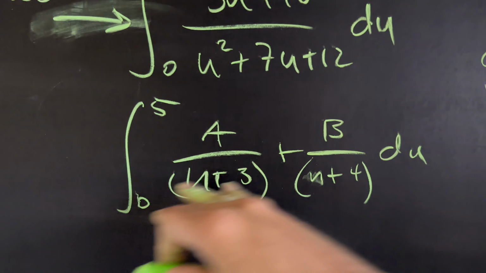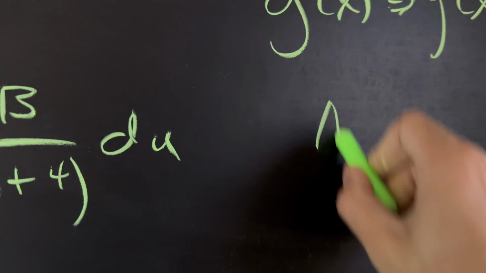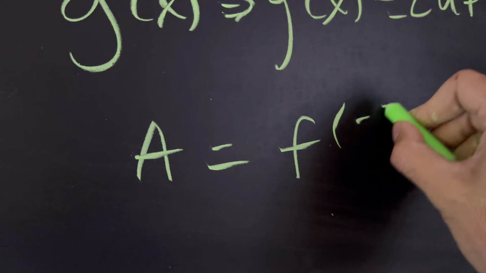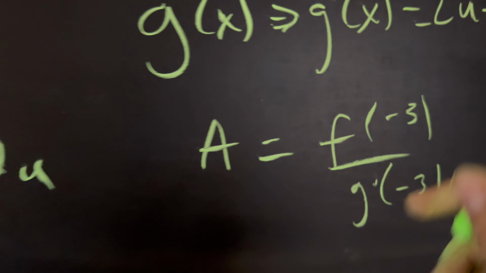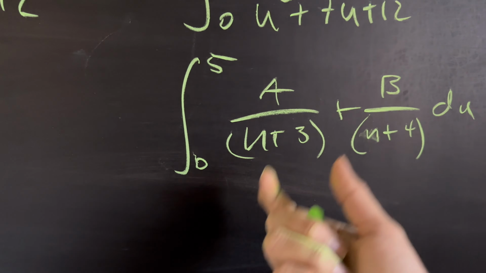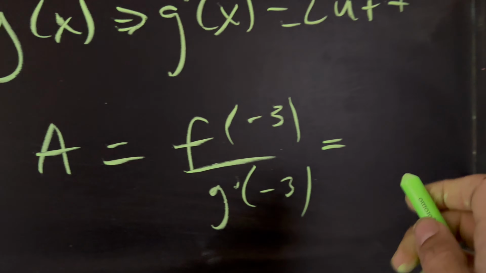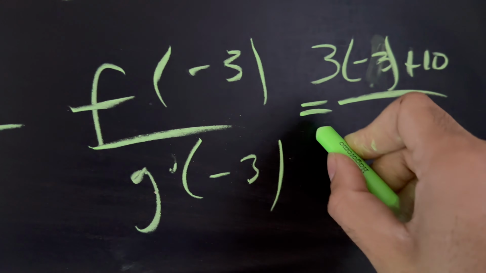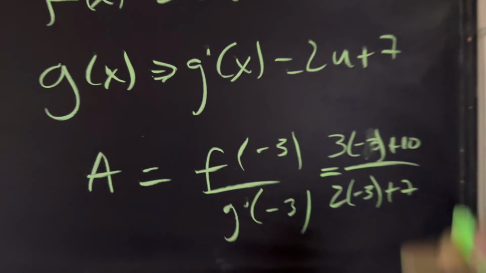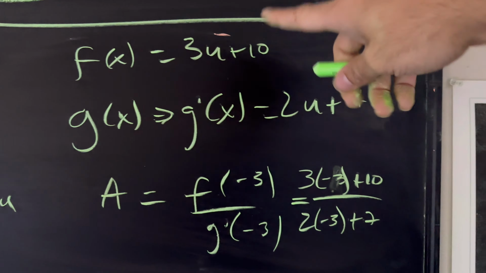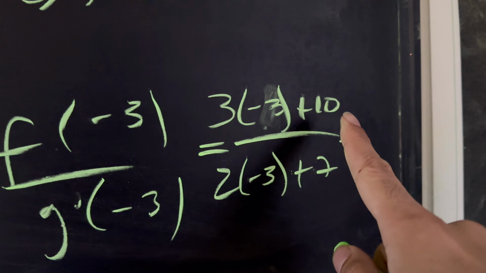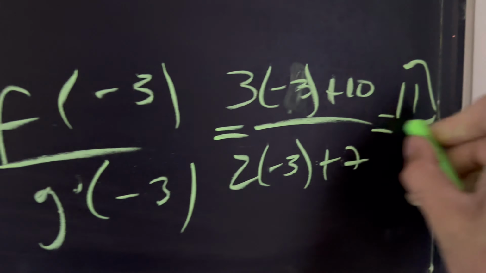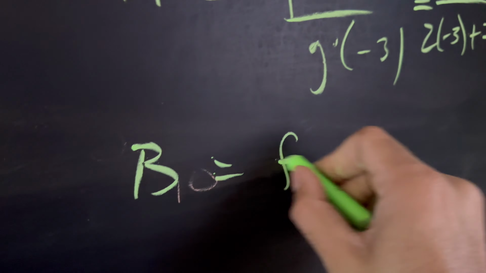Some people probably already know what this is, but one of the cool things is that a is going to equal f of negative 3 over g prime of negative 3, where negative 3 was the value that made this undefined. So this is going to become 3 times negative 3 plus 10 over 2 times negative 3 plus 7. The way I got this is because this is my g prime and that's my f. If we simplify, negative 9 plus 10 is just 1, over negative 6 plus 7, that's just 1.